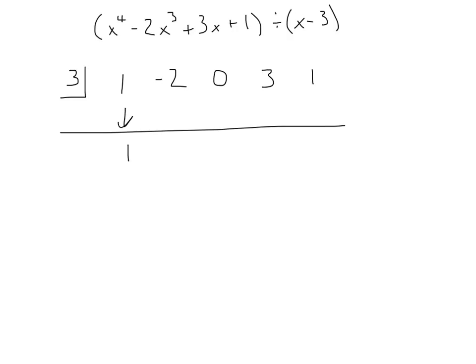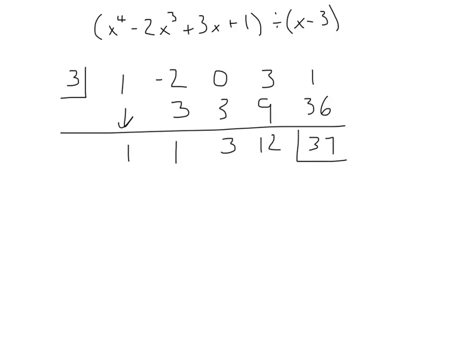And we'll drop down the 1. 3 times 1 is 3. I add, I get 1. 3 times 1 is 3. I add, I get 3. 3 times 3 is 9. I add, I get 12. 3 times 12 is 36. I add and I get 37.